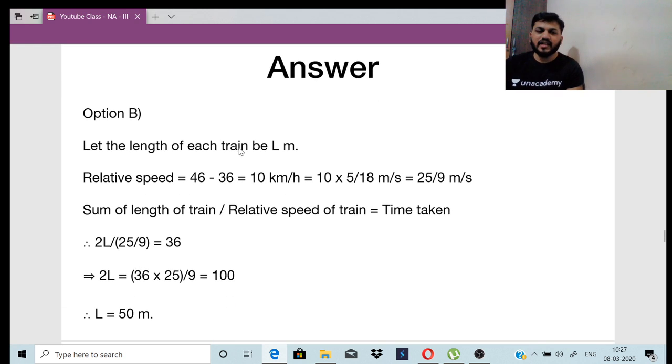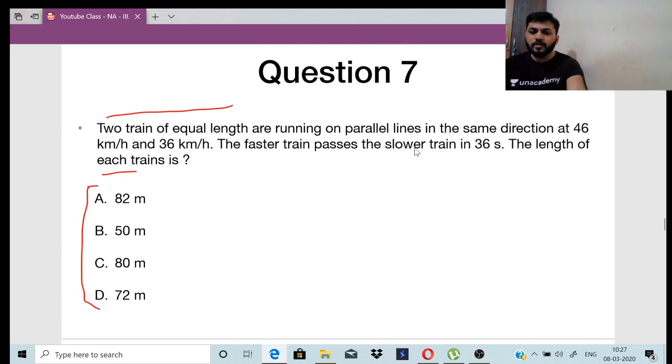Yes. So let the length of each train be L meter. Both of them are equal length, right? So first train is equal to L and second is also equal to L. So both are of equal length. दोनों का length same है. So relative speed क्या होगा, right? What they have told, one train is 46, another train is 36. So what is relative speed?